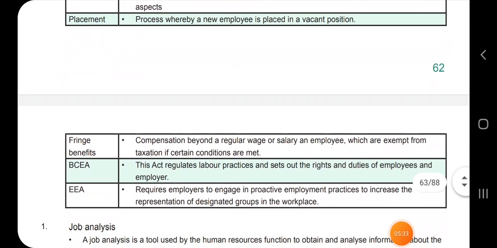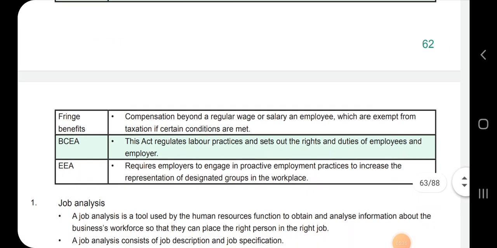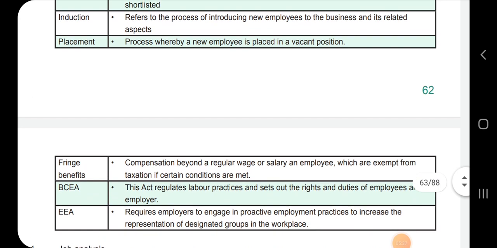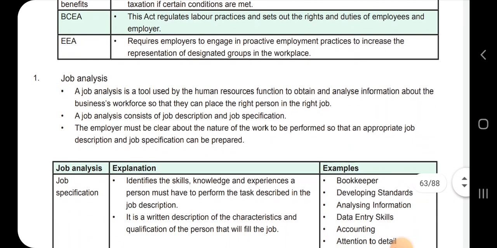And then we also have these terminologies as well: fringe benefit, BCEA, which is the Basic Conditions of Employment Act, and EEA, which is the Employment Equity Act. So you have to know that. Now let's get into this.